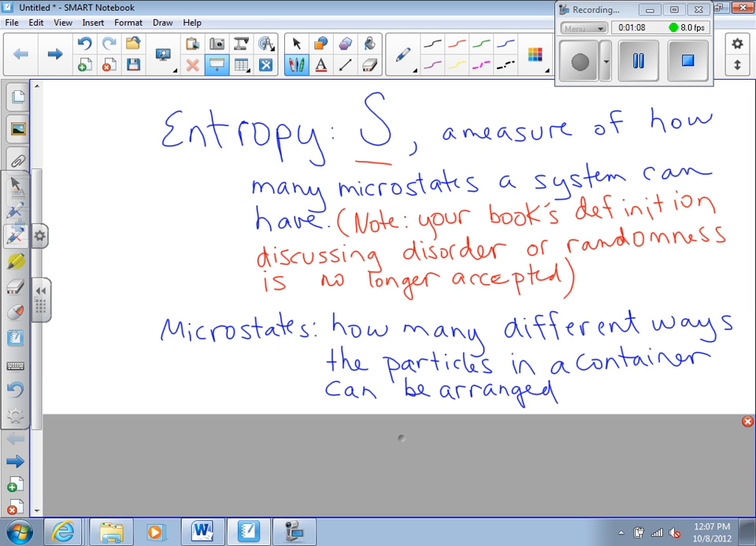And a microstate is the way in which a particular container could be set up with the particles in it. So a single microstate would be the amount of energy each particle has, where each particle is placed, and how things are arranged within a container. The number of microstates would be how many different ways the particles in a container can be arranged, not just physically, but also energy-wise.